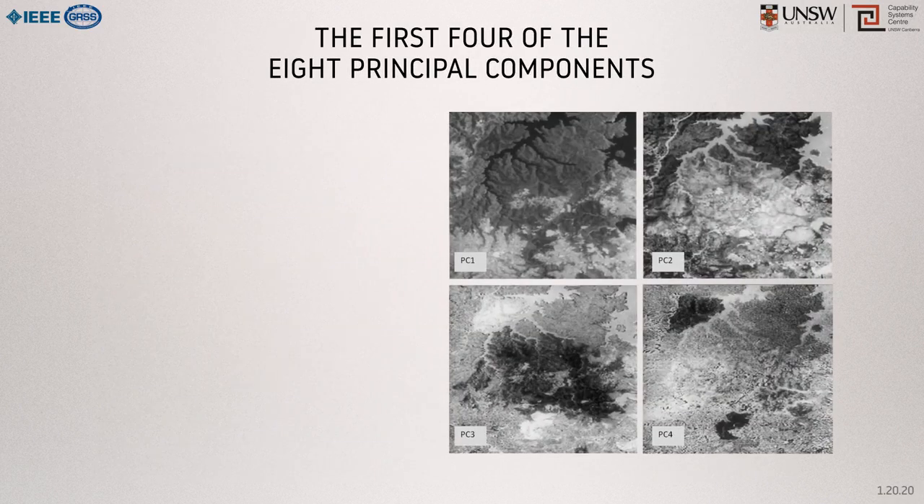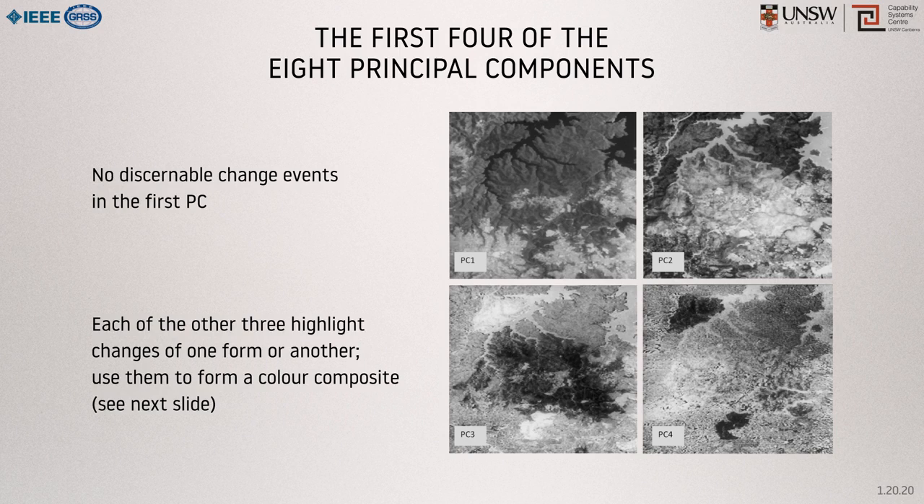Here we see the first 4 principal components from the 1979-1980 image pair. We cannot see the change events in the first PC, but they are very obvious in PC2, PC3 and PC4. We will see those changes more vividly if we form a colour image from those 3 PCs, as in the next slide. Look carefully at the first principal component. It seems to have suppressed the fire events and looks like a very good image with clear topography.